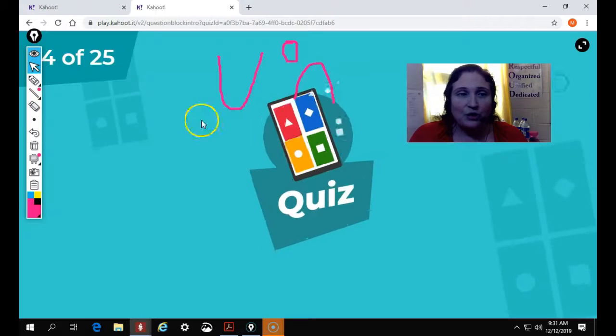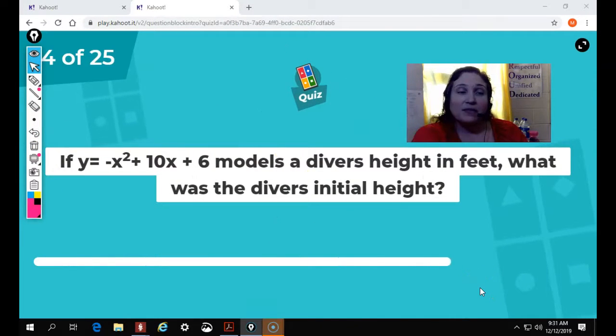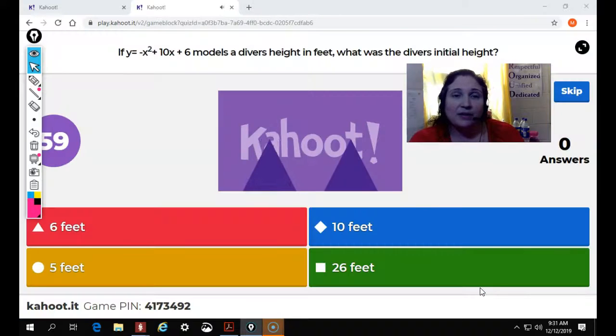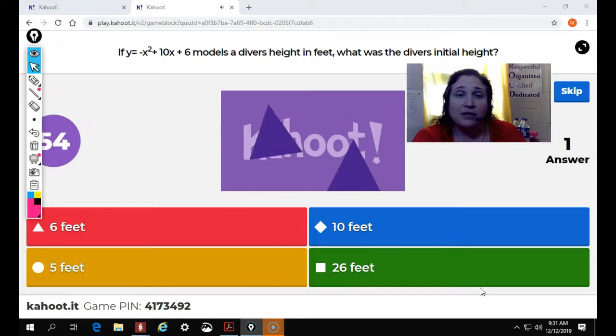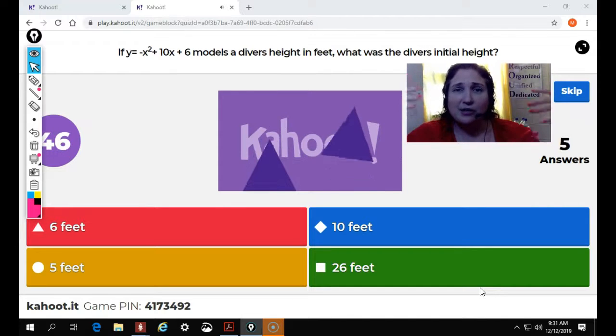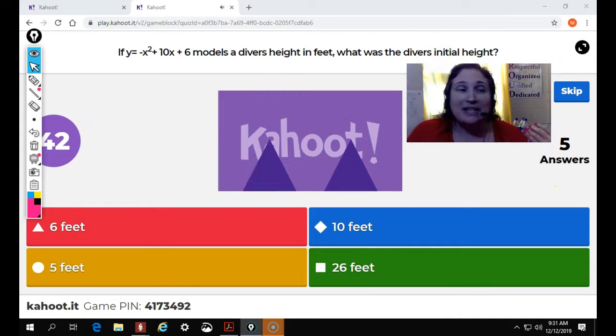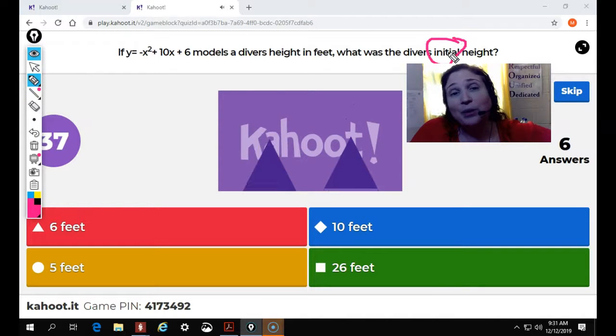All right. Ooh, we have a new leader. All right. If we have this equation, y equals negative x squared plus 10x plus 6, this is a minute, you have a minute to do this, model the diver's height in feet. What was the diver's initial height? Now, anytime we do things with diving, it's always going to be involving time. And because it says the word initial, initial means starting. So if it's starting, how much time has passed?